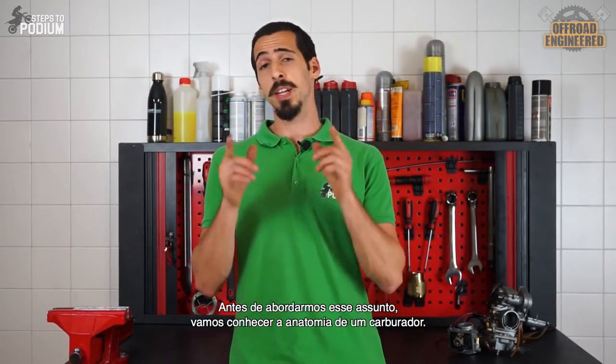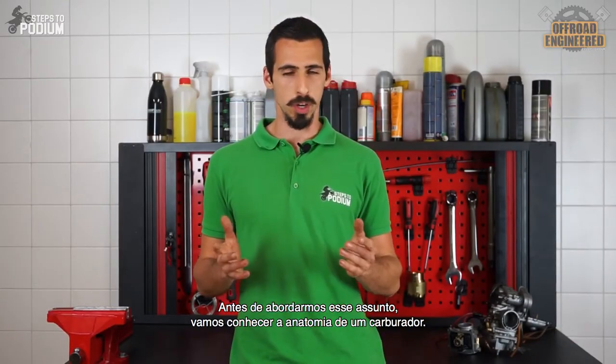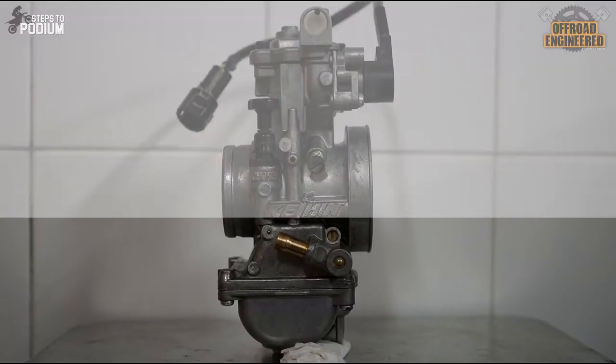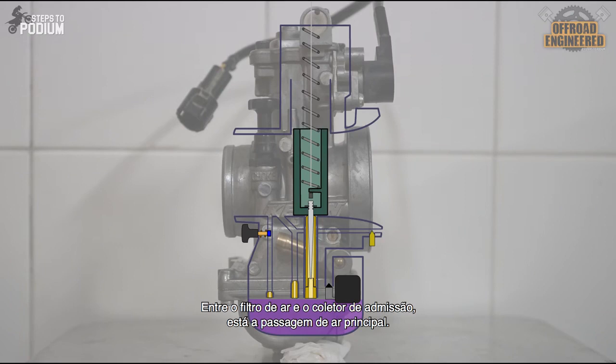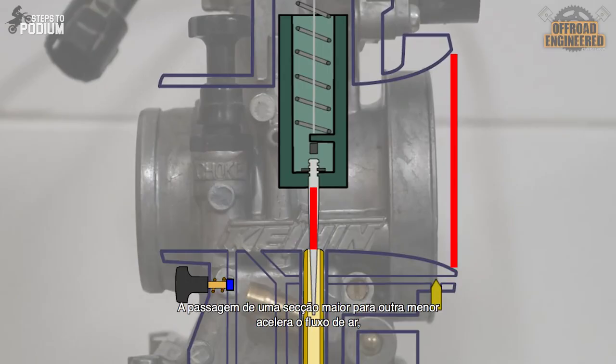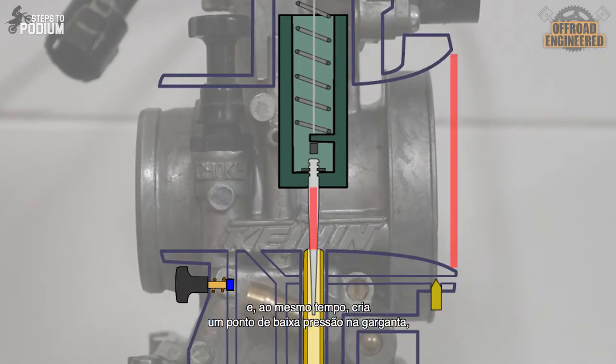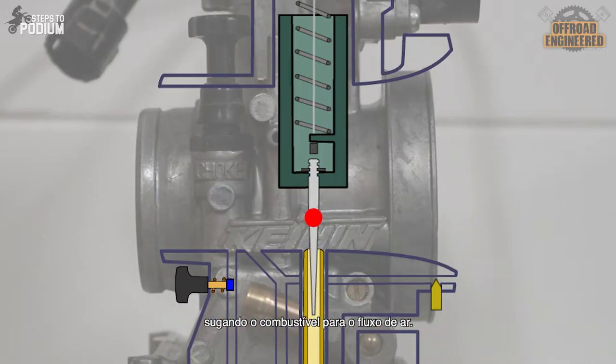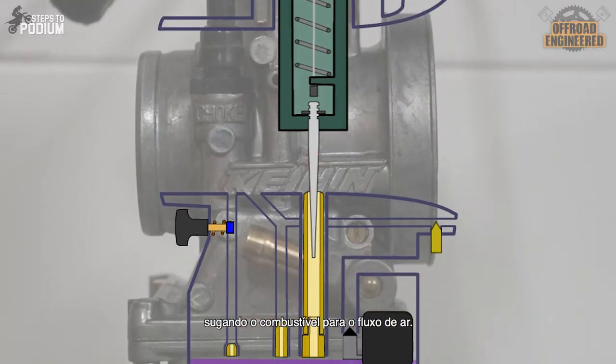First things first, let's understand the different components of a carb. From the air filter to the inlet manifold, there's the main air passage. The slide crosses the main air passage, and the reduced cross-section created by the slide is called the throat. This variation is responsible for accelerating the airflow going to the engine, while also creating a low pressure point on the throat, and thus sucking fuel into the airflow.